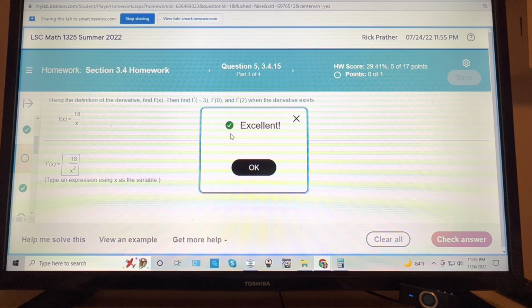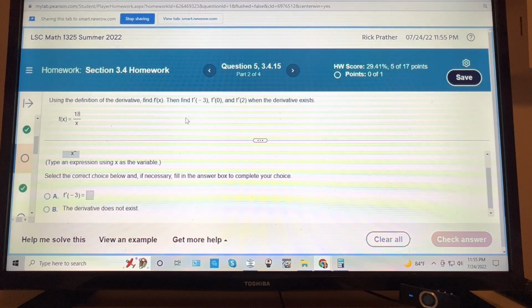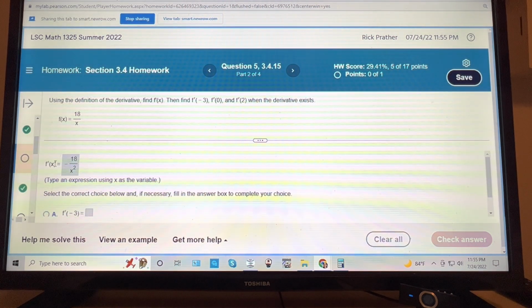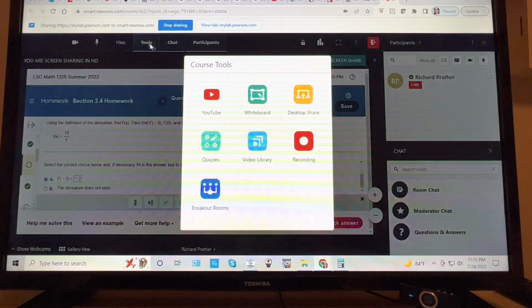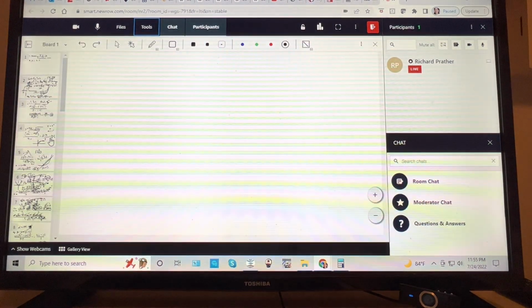Now find f prime of negative 3. So plug it into the derivative function, not the original one. Negative 3 squared is positive 9. 18 divided by 9 is 2. And then this negative makes it negative 2. So if you knew what this graph looked like, and you went to -3, there would be a slope of -2 there. In fact, 18 over x is similar to 1 over x, it's just steeper.